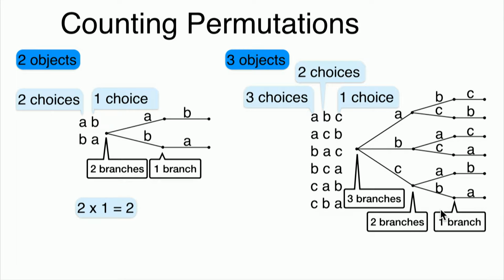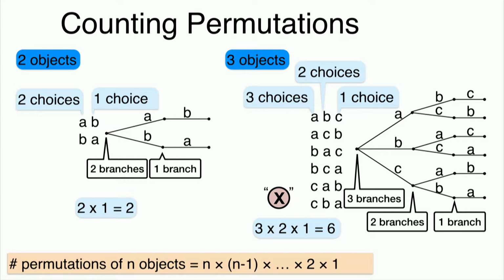So the total number of sequences, or the total number of leaves here, is going to be 3 times 2 times 1, which, again by the product rule, is 6. So we're using the product rule again. And therefore, the number of permutations in general of n objects is going to be n possibilities for us to write the first symbol, times n minus 1.